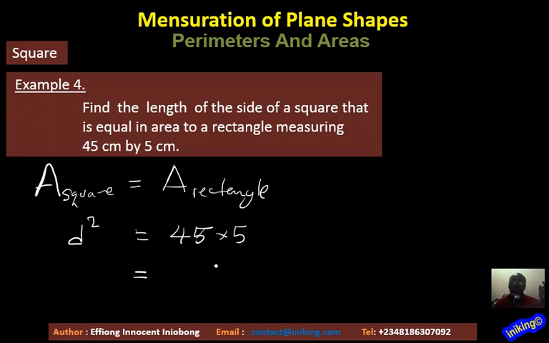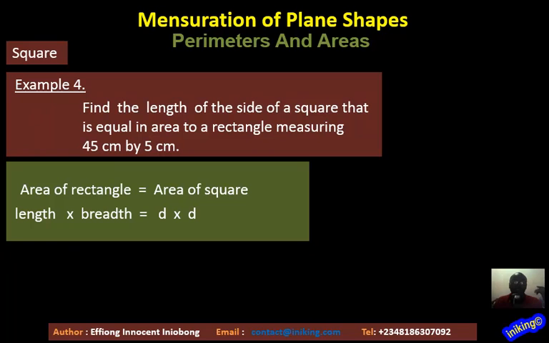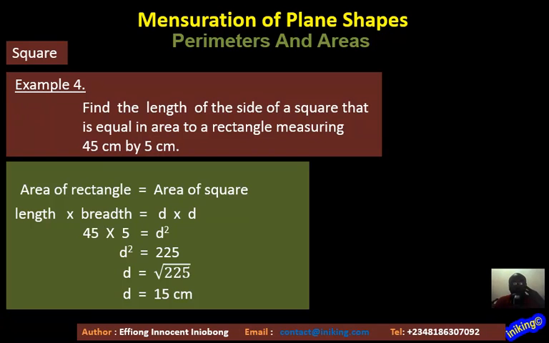45 times 5 should give us 225. So D square is 225. What's our D? Of course, you will agree that D is therefore the square root of 225, which gives us 15 centimeters, which means the length of each side of the square will be 15, 15, 15, 15. Let's write this out neatly. So that's the area of rectangle equals area of square. Length times breadth is D times D. And there we have our D as 15 centimeters.